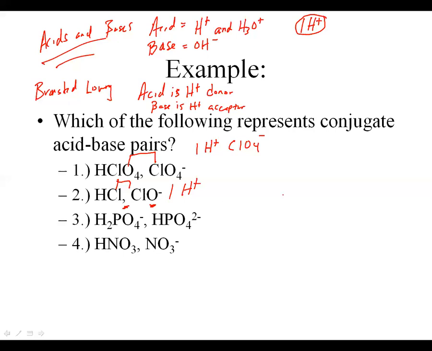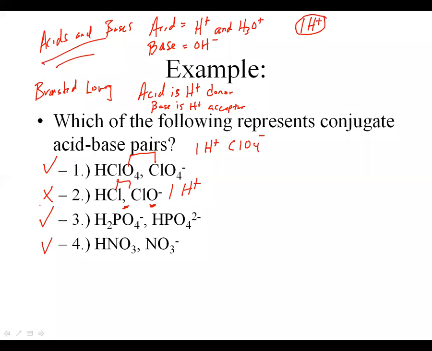So number four, again, if you take off the H from the nitric acid, which is HNO3, you are left with NO3. And again, when you take the plus out of there, you become one more negative. So we go to NO3 negative. So it looks in this example that number one is a pair, number three is, and number four is. Number two is not a pair in this case, yeah?